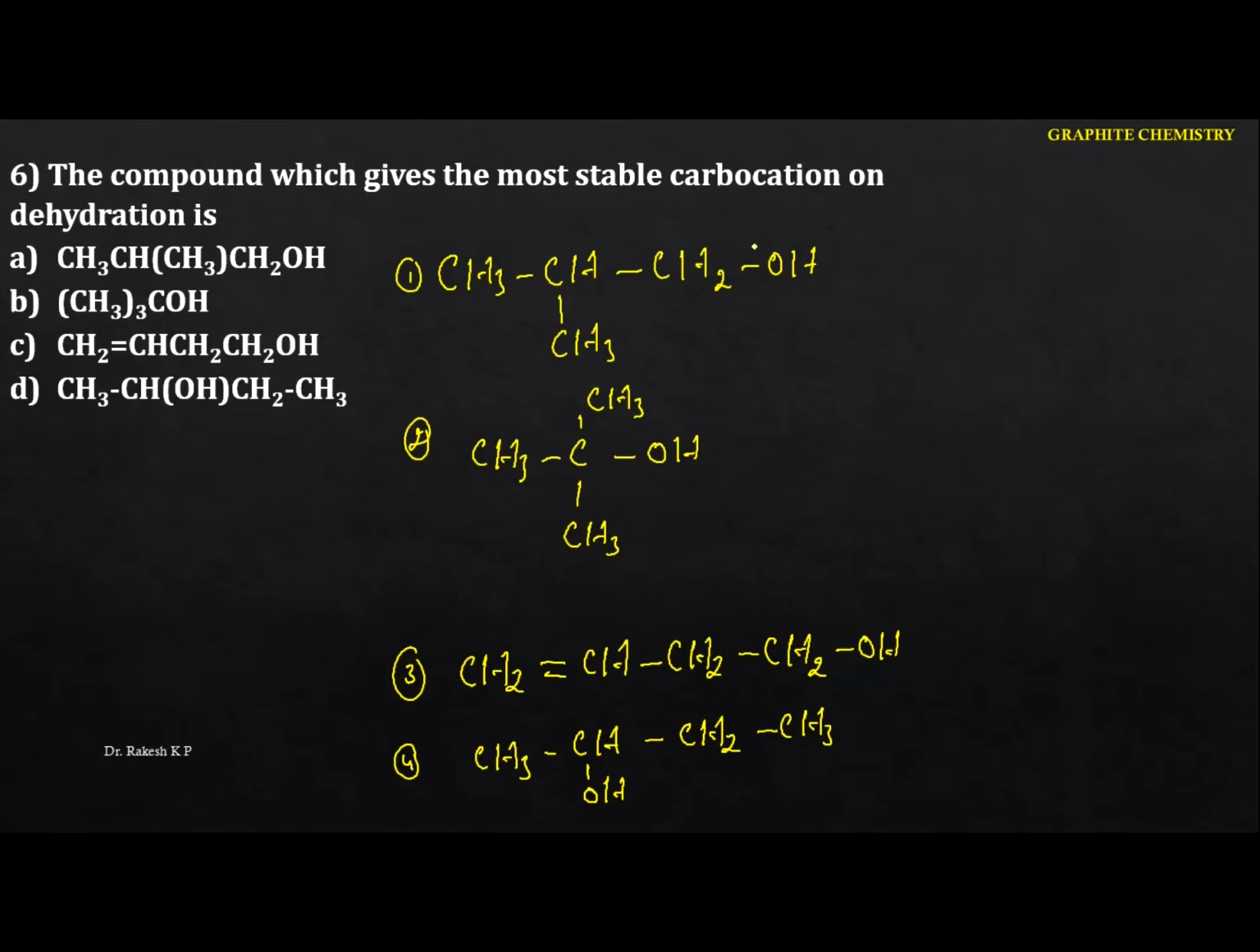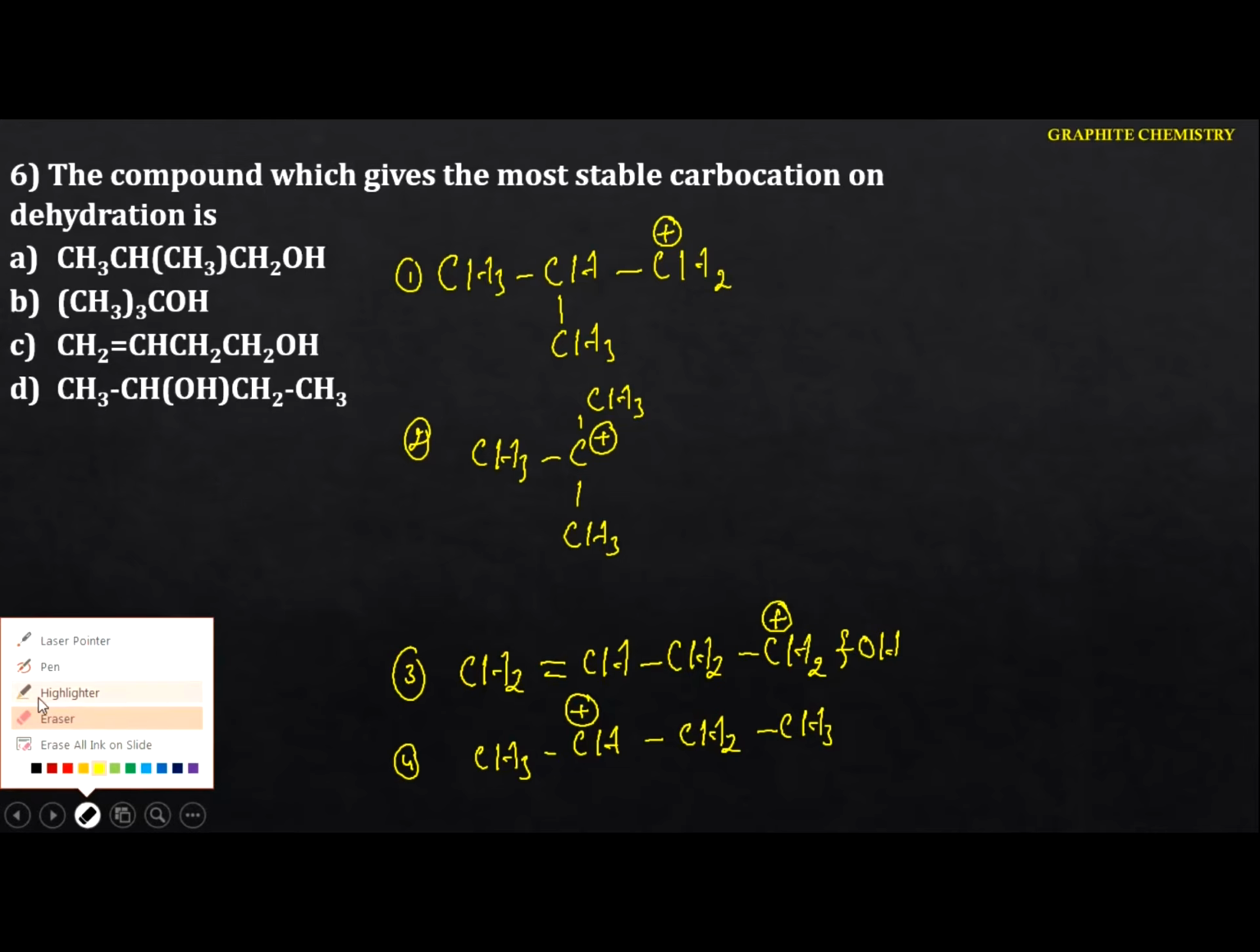Whenever you break this bond during dehydration, there is a formation of carbocation. Here it forms the carbocation, and here also it forms the carbocation. I am going to erase the OH group here, and then you will come to know. See this one here. It forms different types of carbocations. Now we have to identify which one is more stable.